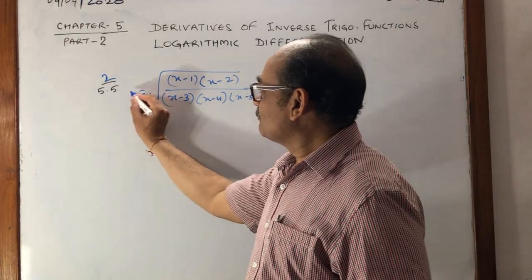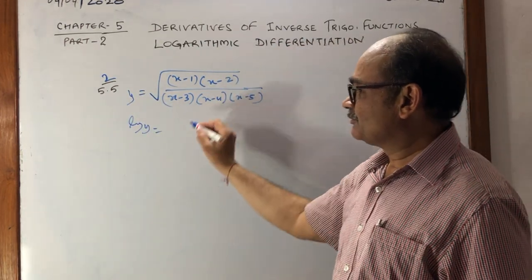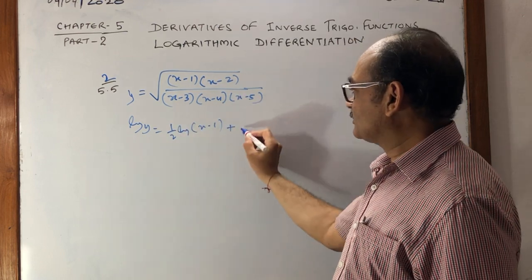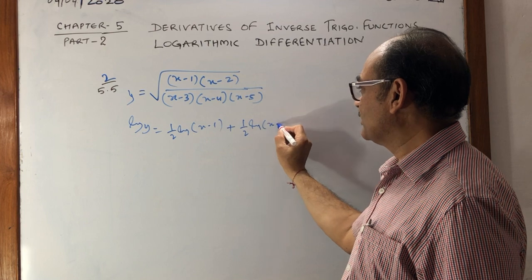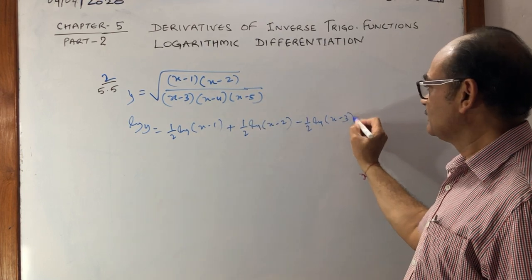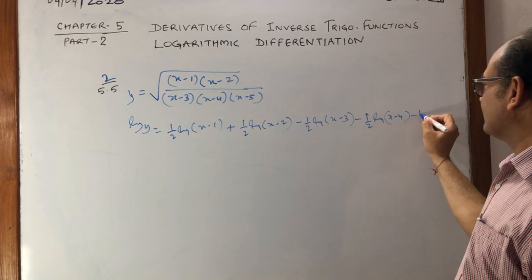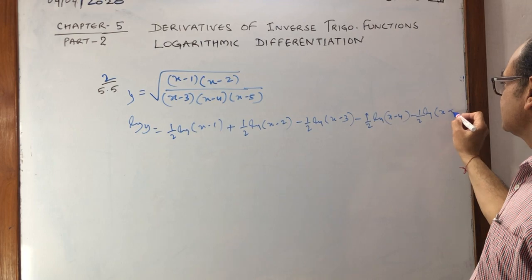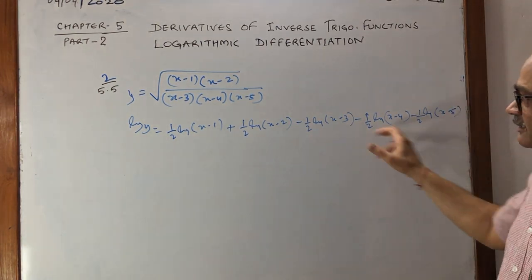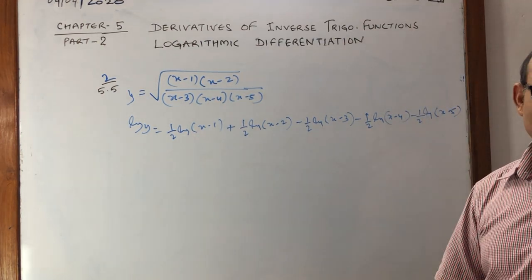So taking log on both sides, log y equals, since the power is half, we can write half log (x minus 1), product, half log (x minus 2), division, half log (x minus 3), division, half log (x minus 4), division, half log (x minus 5). So whenever it is division, you have to put minus, minus, minus. Whenever it is product, plus, plus, plus. Now it is a question of the first exercise.